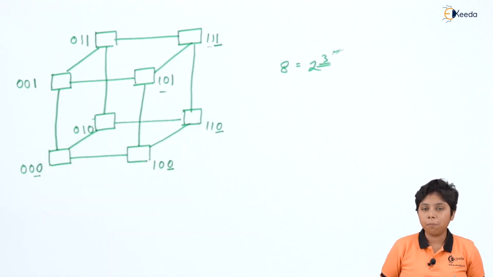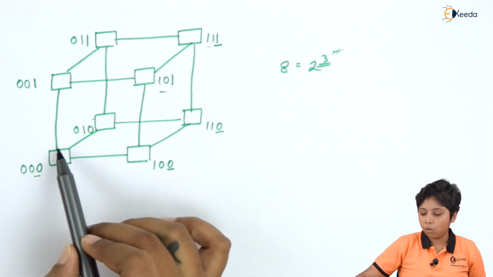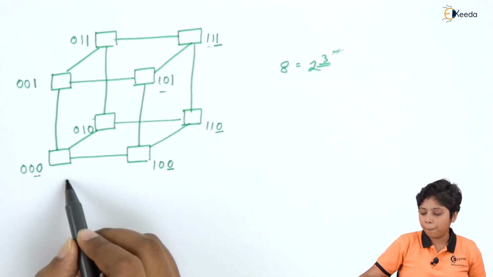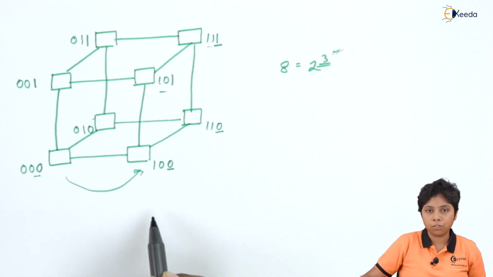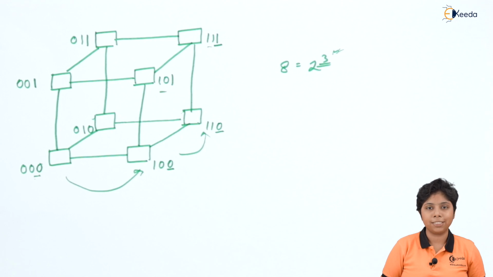But we need to keep in mind that for 0 0 0 and 1 1 0, we have only 0 1 0 and 1 0 0 to communicate with. That means first the entire message or operation needs to be copied to this 1 0 0, and only then can it go to 1 1 0 in this case. So this is 2 to the power 3, or 8 nodes, connected in a hypercube fashion.